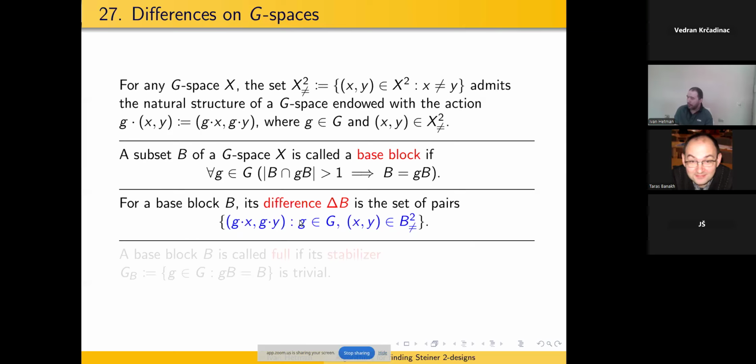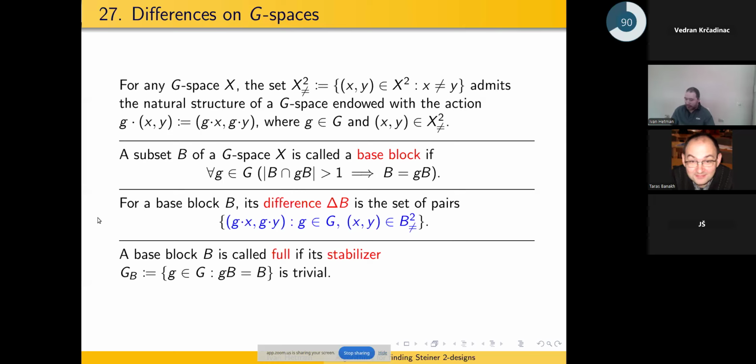gx, gy, which occur when we act on distinct points of the Cartesian product of B squared without the diagonal. So this is the difference. And this is the difference between the difference families over the groups and difference families over the G-spaces.